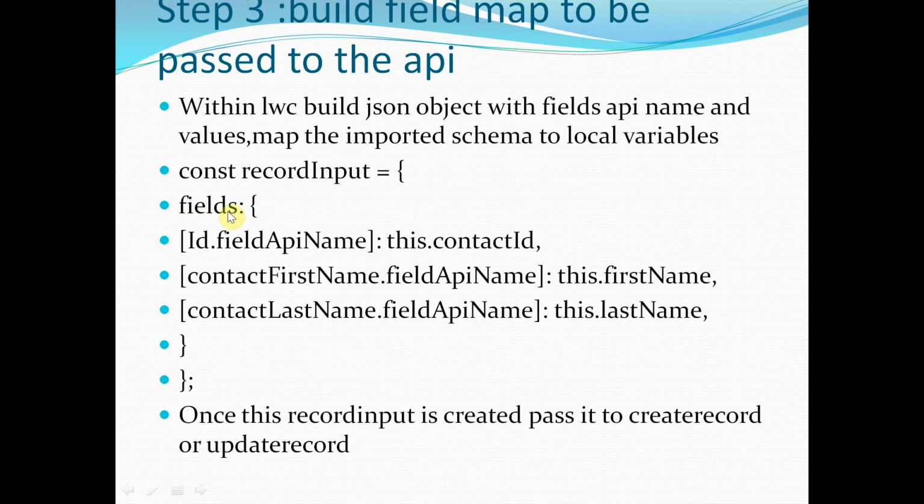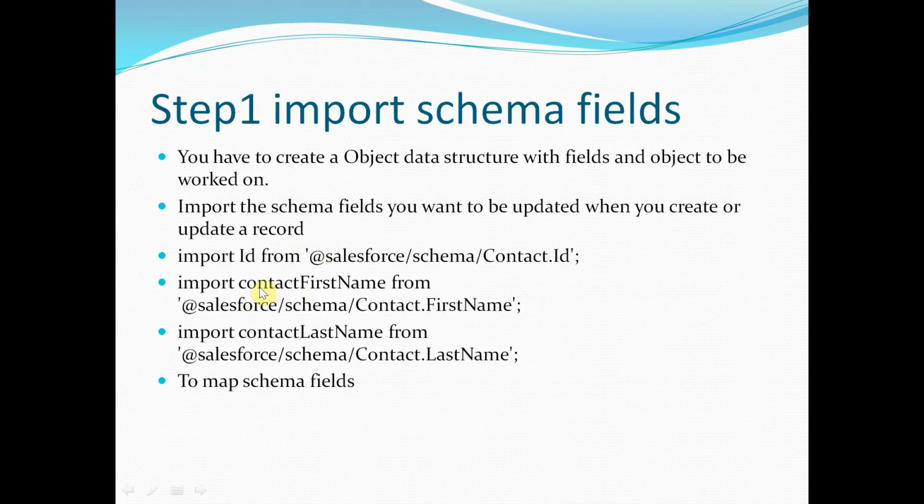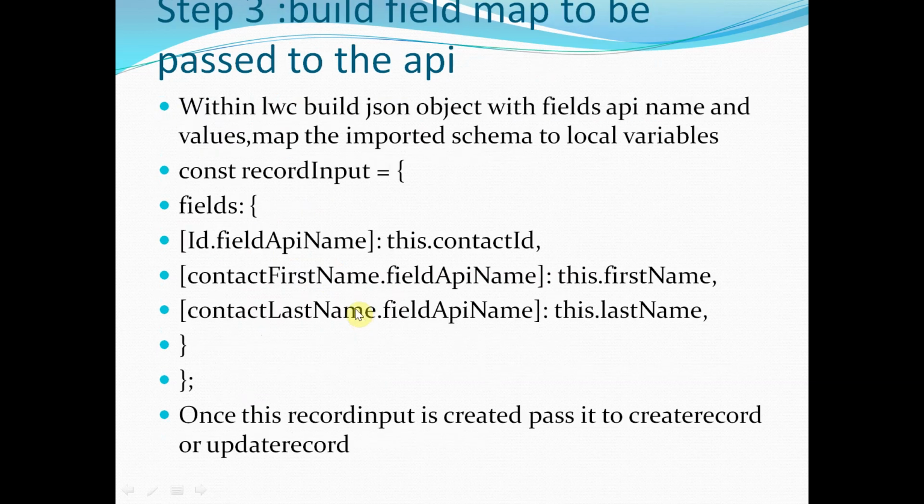Basically it takes a parameter called fields, and in this you are going to map on the left side whatever names you have created in the import schema, dot API name, dot field API name. This is a reserved word, okay? You have to say the schema name that you have imported, dot field API name, and colon, what is the local variable that you want to map it to. Okay, once this is set up, you can just pass this value to the create record or update record.